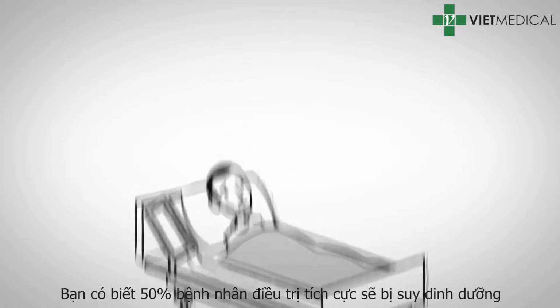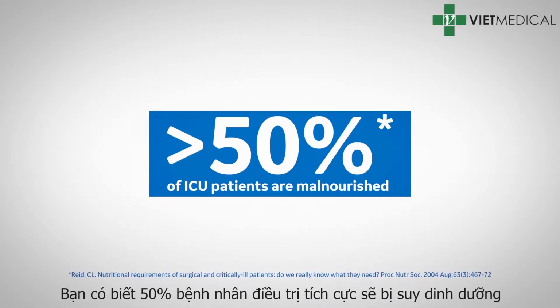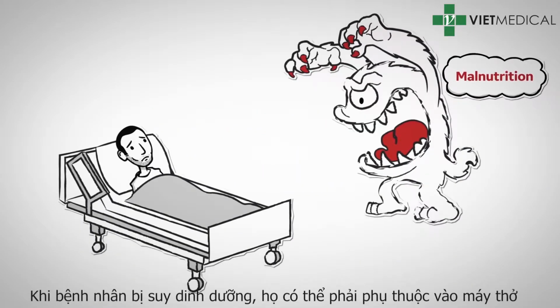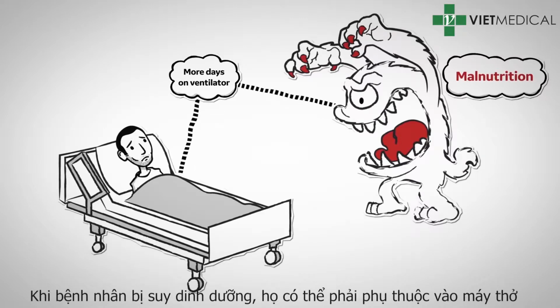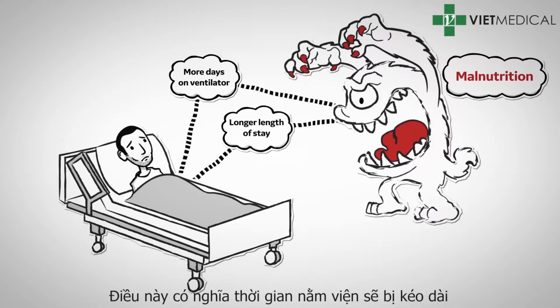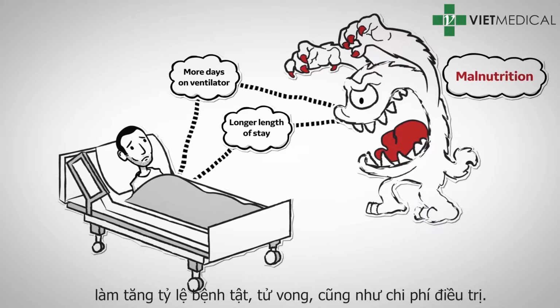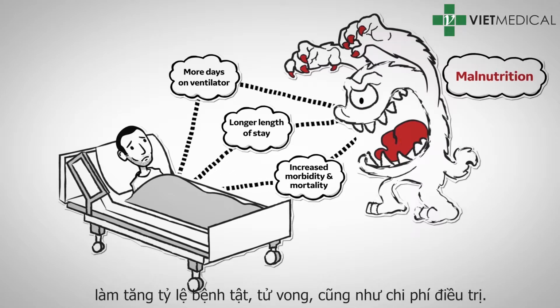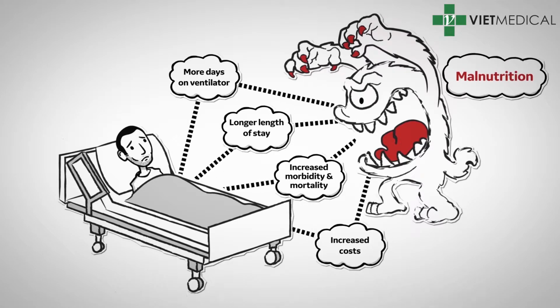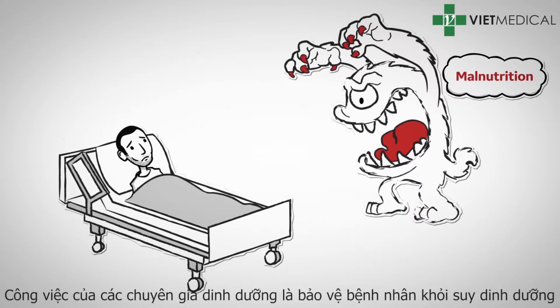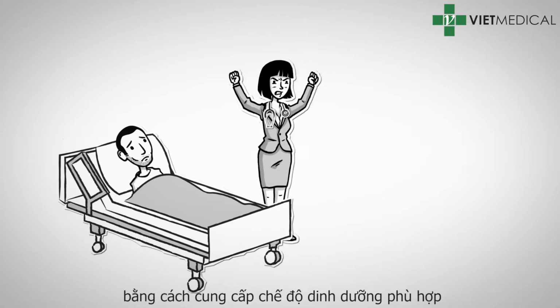Did you know more than 50% of ICU patients wind up malnourished? When a patient suffers from malnutrition, they can become dependent on the mechanical ventilator. This means they will be in the hospital longer, which increases morbidity and mortality as well as costs. The dietitian's job is to protect patients from malnutrition by providing proper nutrition intervention.